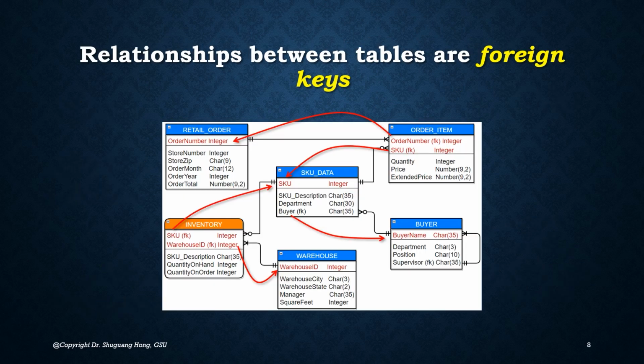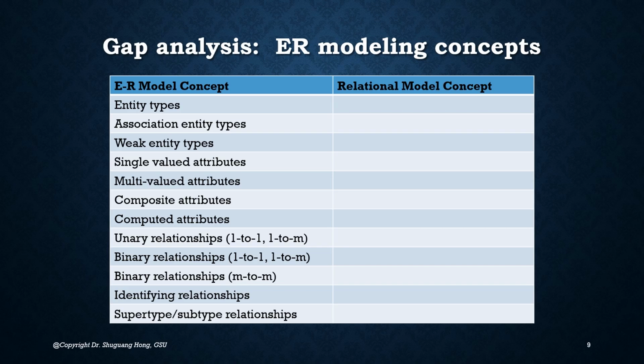Relationships between tables are foreign keys. The concept of foreign keys is used to represent the relationship between two tables as shown in this diagram. A foreign key is the primary key field in another table to establish the connection between the tables. Note that both foreign key and primary key may be in the same table to create a recursive or unary relationship with itself.